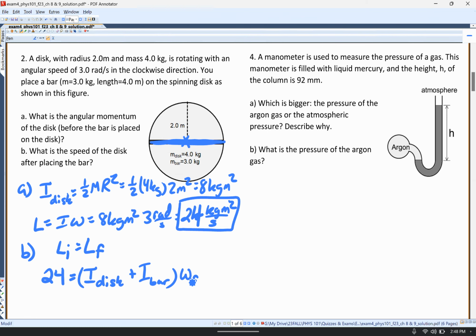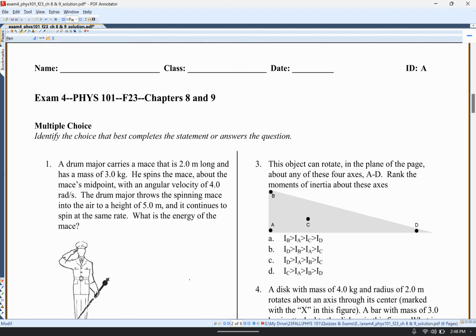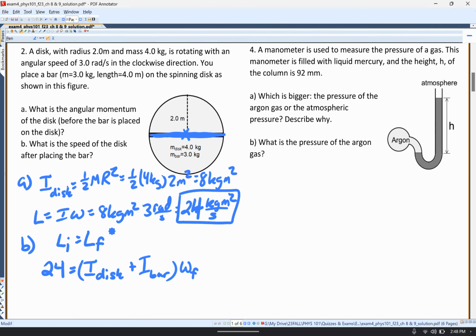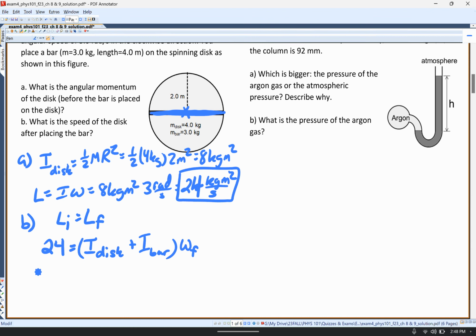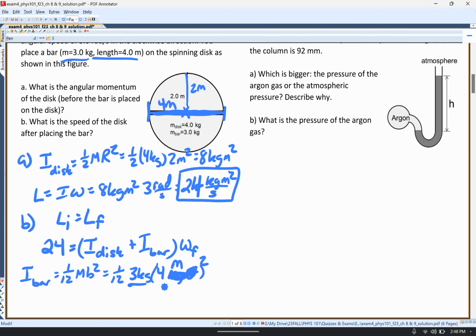So I need to figure out the moment of inertia of the bar. The moment of inertia of the bar is 1/12 mL squared. That's 1/12. The mass of the bar is 3 kilograms, and the length is 4, not just 4 meters, sorry about this. This distance is 2 meters. That means that this distance is 4 meters, and the mass is given there. So I have the mass times the length squared. That's 1/12 of 48.